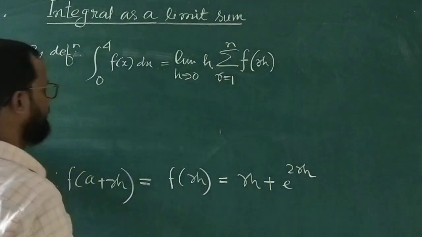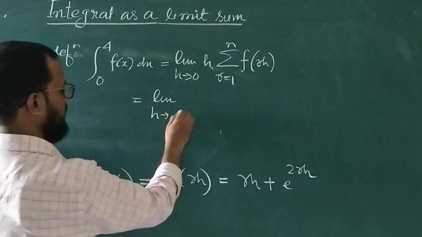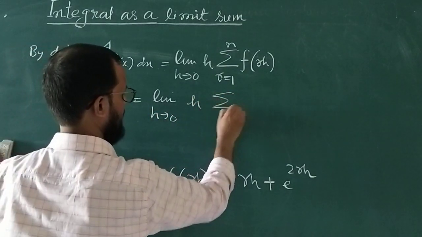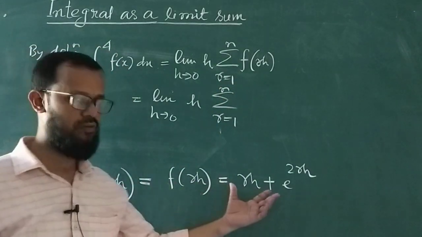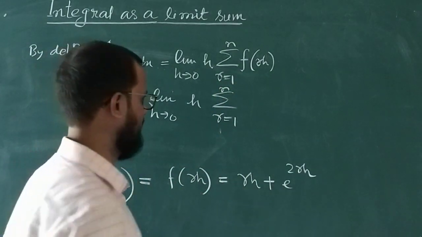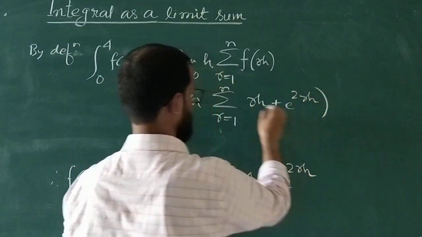Which is equal to the limit h tends to 0 of h into summation r equal to 1 up to n. What is f of rh? f of rh is equal to rh plus e to the power 2rh. So rh plus e to the power 2rh.